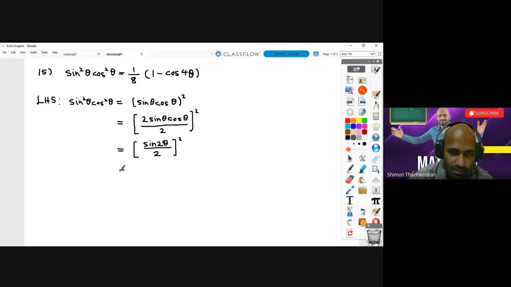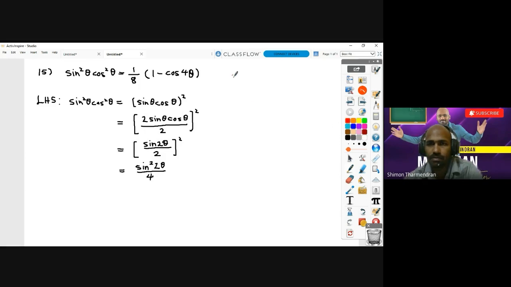So now I open the brackets. I can rewrite this as sine squared 2 theta. And don't forget 2 power 2. Down there, the denominator becomes 4.